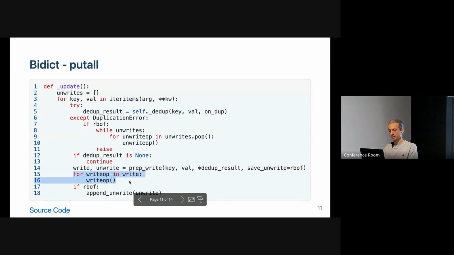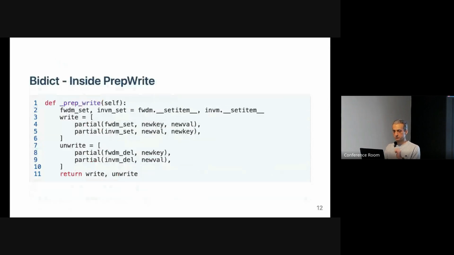So the point I want you to take away from this is the key is prepare write. So before writing, it prepares the operations to write and unwrite. As long as everything is okay, no exception, it continues with writing the write operation. If there's an exception, it runs all of the unwrite ones. Okay? So now, have a look here.